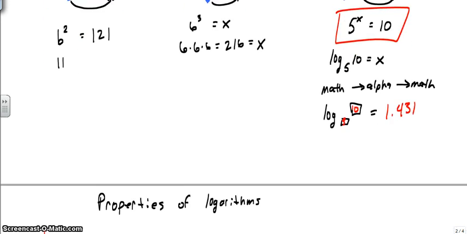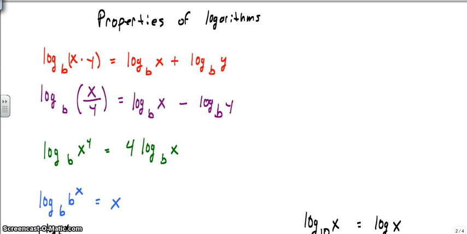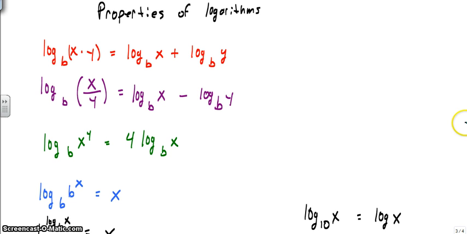So now let's look at the properties of logarithms. And these properties of logarithms are a lot like the properties of exponents. If you think back, whenever we had two exponents multiplied together, what did we do? We added them. If we had two exponents that were divided, we subtracted them. So these are kind of the same. And we can go back and forth here.